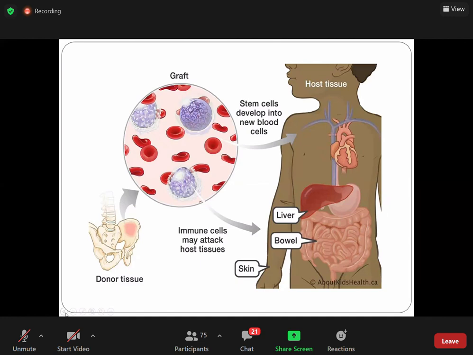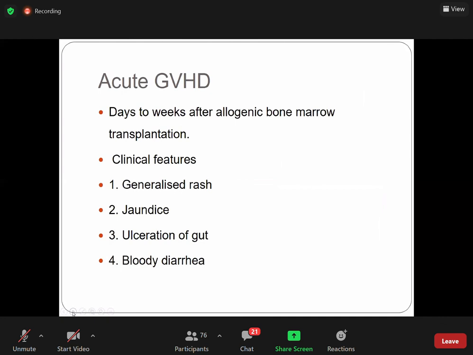There are two types of graft versus host disease, acute and chronic. Donor immune cells may attack tissues, causing graft versus host disease. GVHD appears with allogeneic transplant. Clinically, patients normally present with a generalized rash and bloody diarrhea. This is the picture of a patient presenting with this rash, and biopsy showed lymphocytic infiltration with vascular cuff and basal cell infiltration.